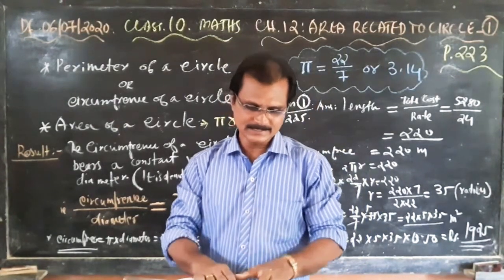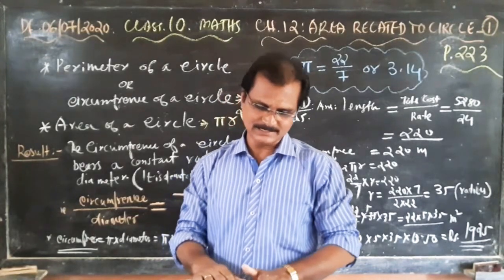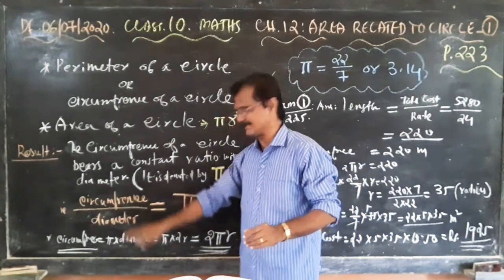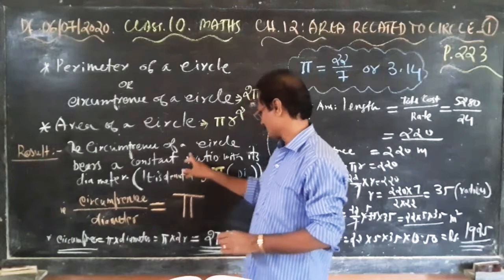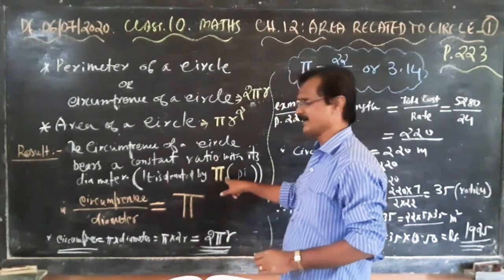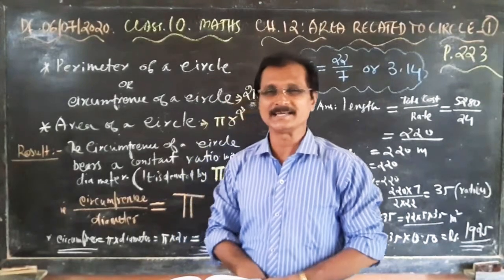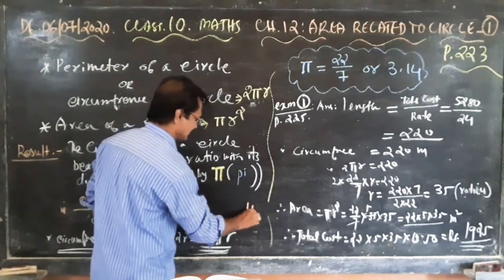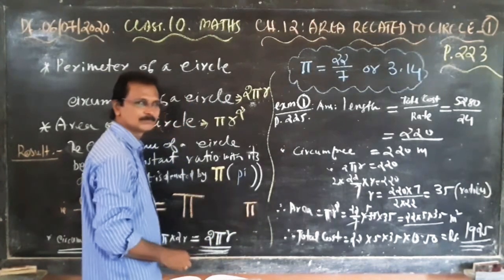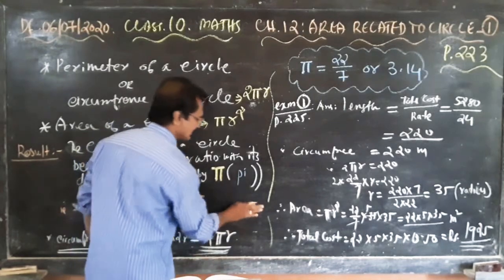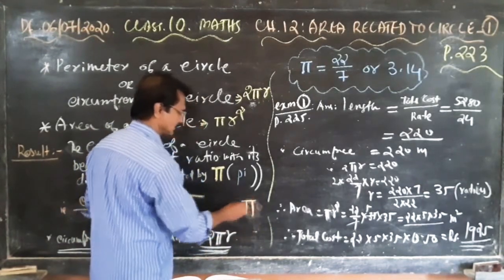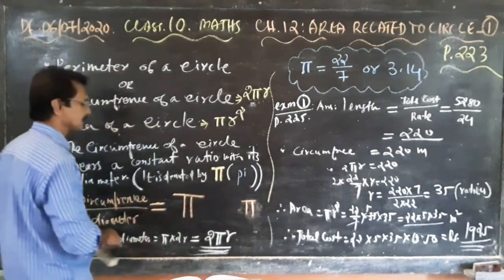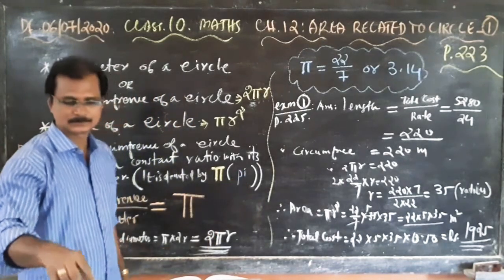It is written, the circumference of the circle bears a constant ratio with the diameter. So it is clearly written, the ratio between circumference and diameter, and that is a constant, and it is denoted by pi. You can simply write 22 over 7, and it becomes pi. You can read it as pi.